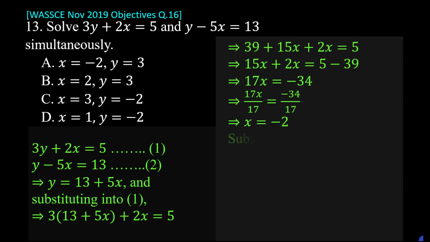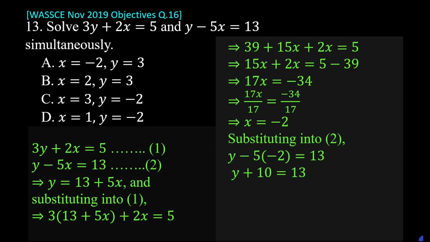And now substituting x is equal to -2 into equation 2, it will now imply that y minus 5 multiplied by -2 is equal to 13. Now multiplying -5 by -2, we now have the expression simplified as y plus 10 equal to 13. And now subtracting positive 10 from both sides, we are going to have y equal to 13 minus 10. And that now simplifies to y equal to 3. Therefore, x is equal to -2 and then y is equal to +3. Now it is obvious that the right option is going to be option A.